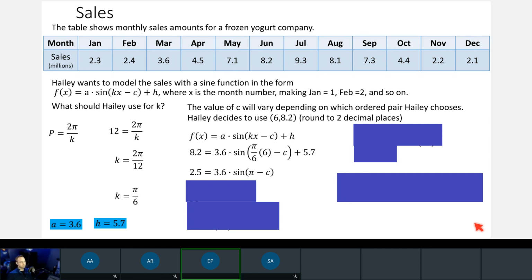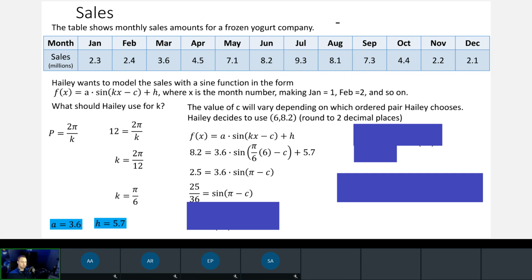Would you divide by 3.6? We would divide by 3.6 both sides. Yes. So this is a product right here. This is 3.6 times the stuff. Something times something. To undo multiplication, you do division. So we divide both sides by 3.6. Okay. We're getting closer.